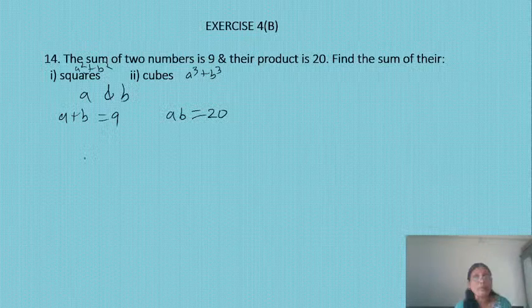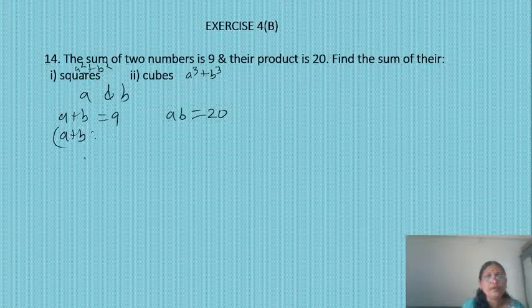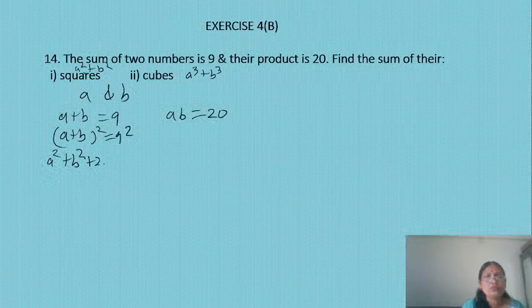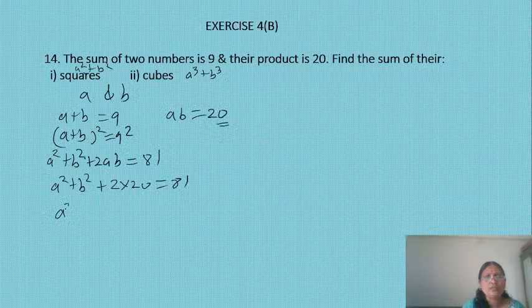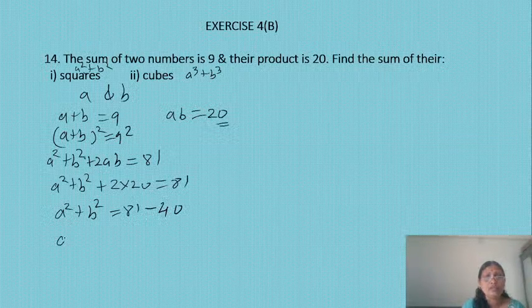So we will now square a plus b the whole square, which is equal to 9 square. A square plus b square plus 2ab is equal to 9 square, which is 81. The value of ab is 20, so 2 multiplied by 20 is 40. So a square plus b square is equal to 81 minus 40, so we get a square plus b square is equal to 41.